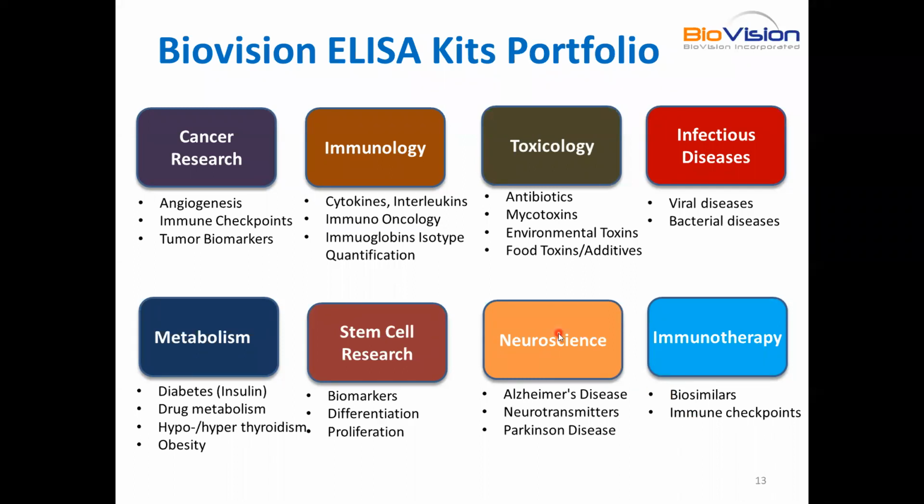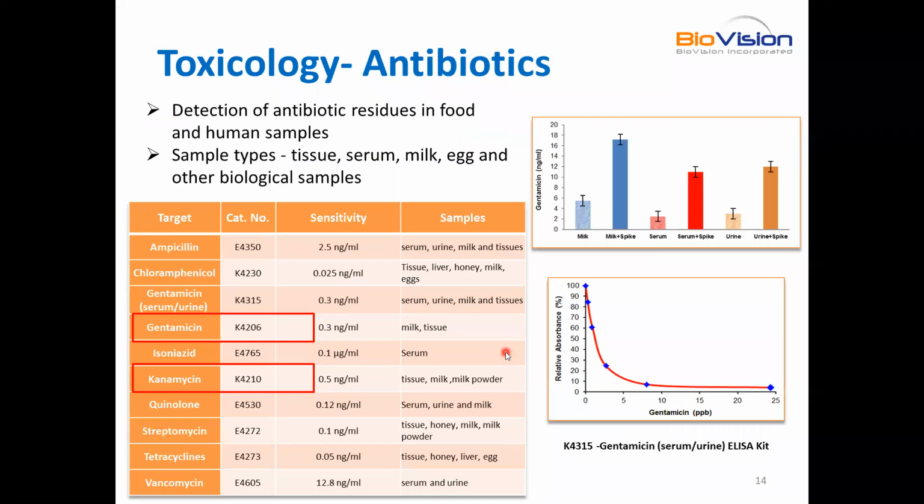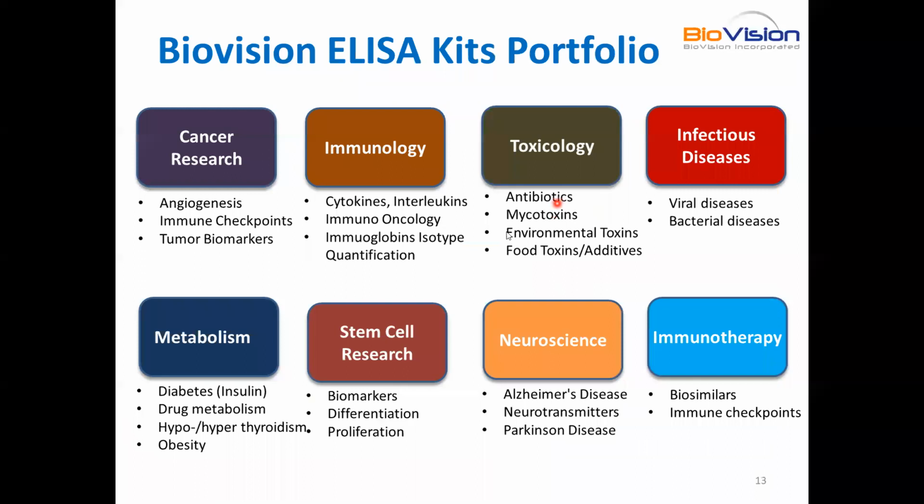Okay, so moving forward, I'm going to talk about a few different categories here, which include toxicology, infectious diseases, and biomarkers. So let's start with toxicology. Toxicology, as I mentioned, we have categorized into different topics. We have ELISA kits for the detection of antibiotics, mycotoxins, environmental toxins, or food additives.